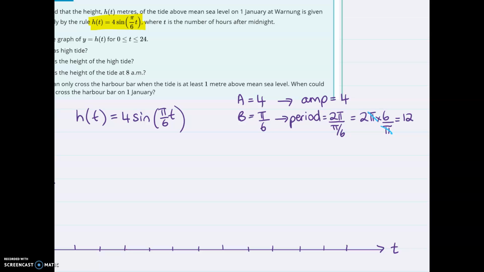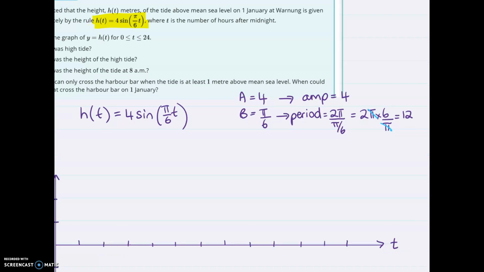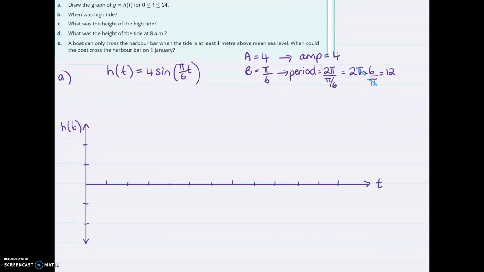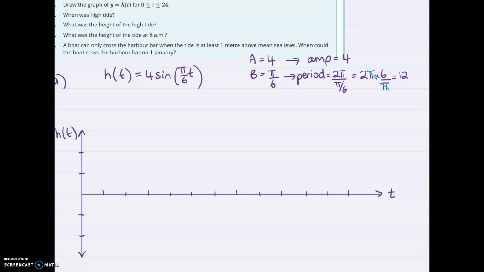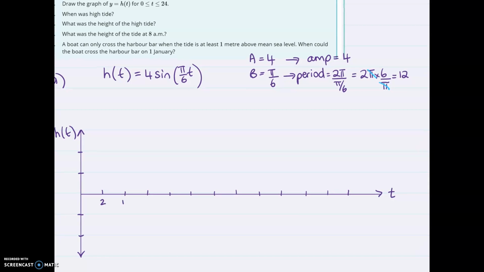So it's a sine curve. It's going to start at 0, go to max, 0, min, back to 0, and that will take 12 hours. Then it will repeat that cycle again. So remember, we want the graph for the first 24 hours. So if I go up in 2s here, there's my first 24 hours.